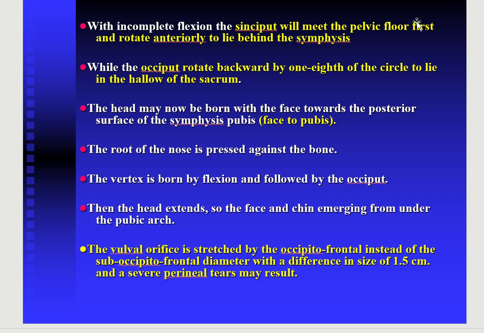Then when the head extends, with the face and chin emerging from under the pubic arch, there will be stretching of the perineum. The vulval orifice will be stretched by the occipitofrontal instead of the suboccipitofrontal diameter, which is 1.5 centimeters more, and there may be chances of perineal trauma and perineal tears in occipitoposterior position.